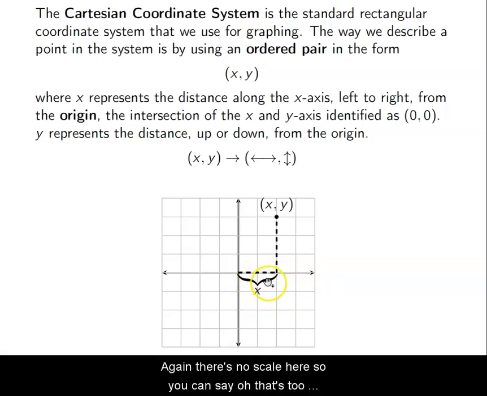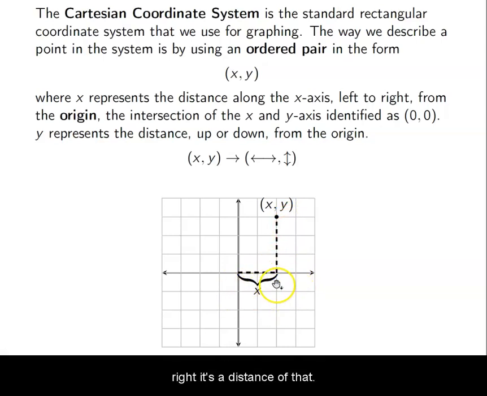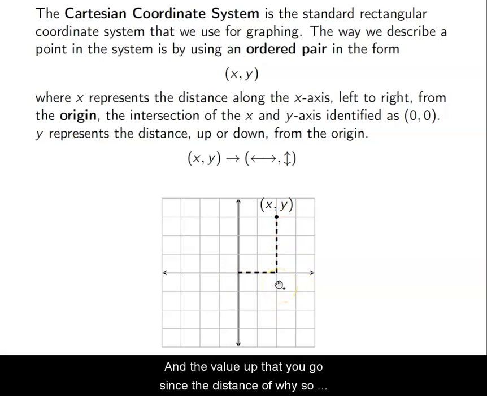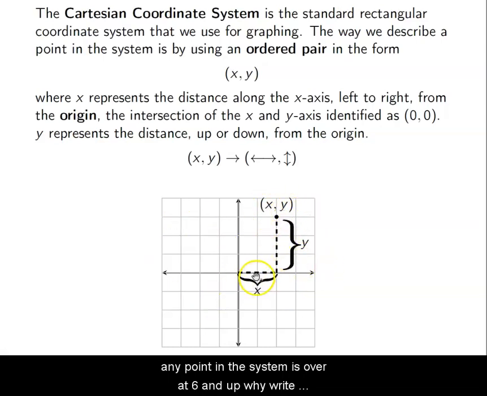Again, there's no scale here, so you can't say, oh, that's 2 and this is 3. You have no idea what these numbers are, right? It's a distance of x. And the value up that you go is a distance of y. So any point in the system is over x and up y, right? If it was a point here, I would go over x, up y. If it was somewhere down here, over x, down y.